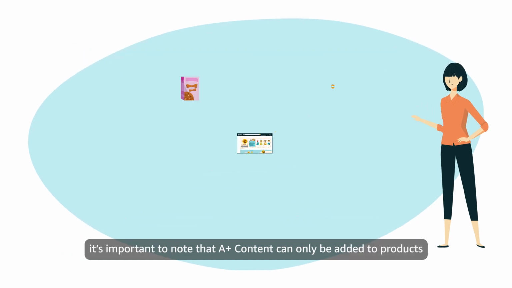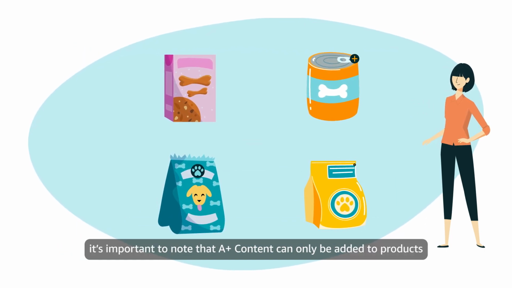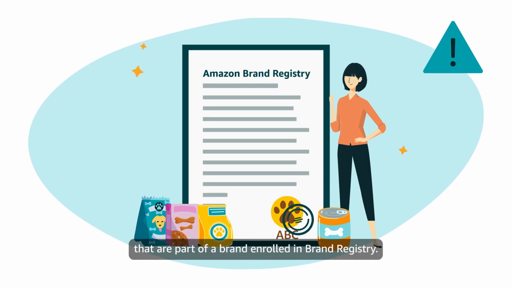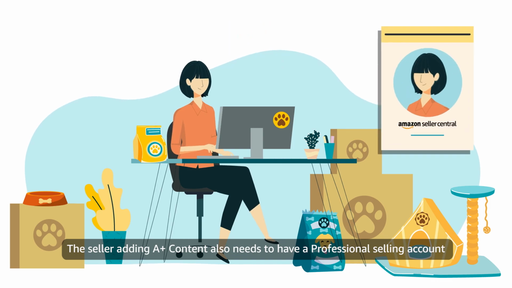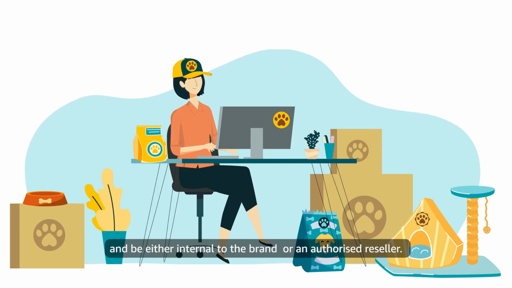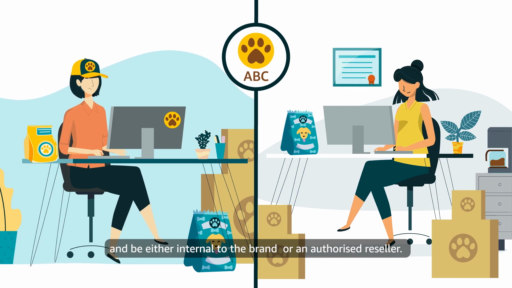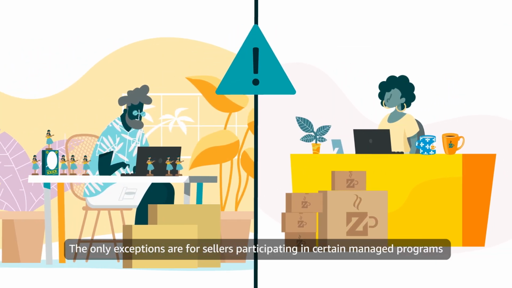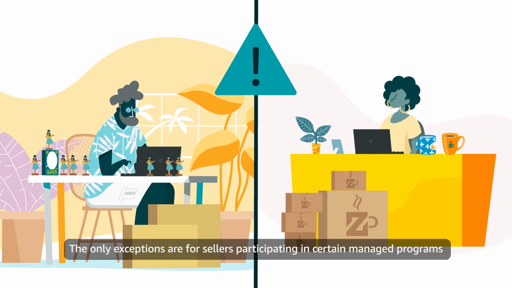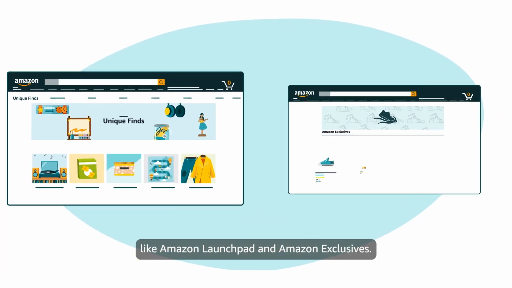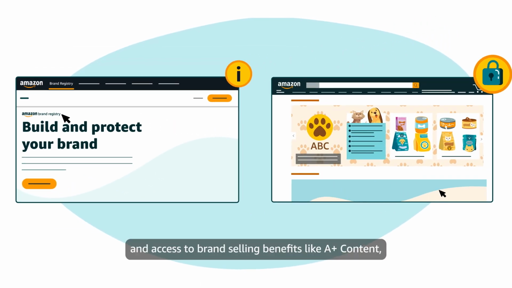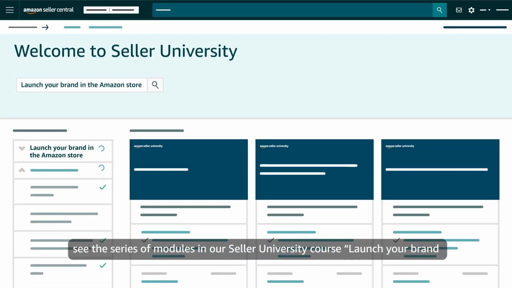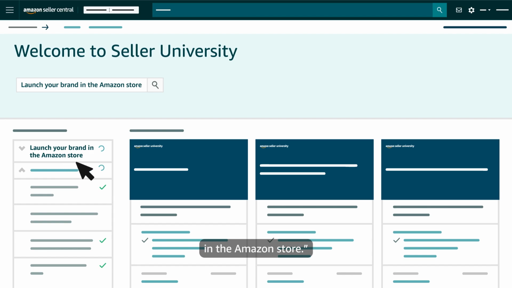Before we get started, it's important to note that A+ content can only be added to products that are part of a brand enrolled in Brand Registry. The seller adding A+ content also needs to have a professional selling account and be either internal to the brand or an authorized reseller. The only exceptions are for sellers participating in certain managed programs like Amazon Launchpad and Amazon Exclusives. If you'd like more information about Brand Registry and access to brand selling benefits like A+ content, see the series of modules in our Seller University course, Launch Your Brand in the Amazon Store.